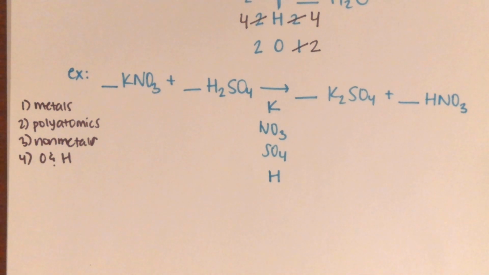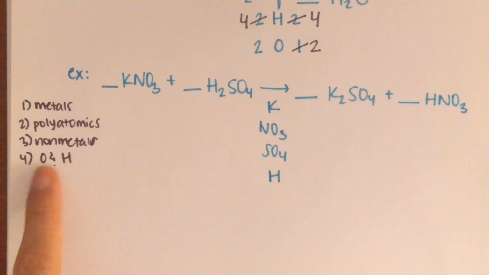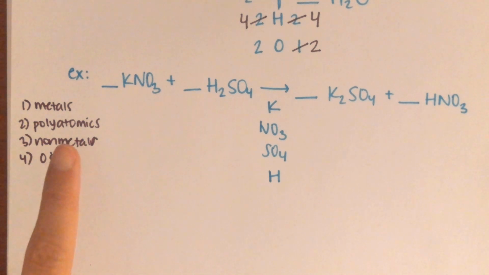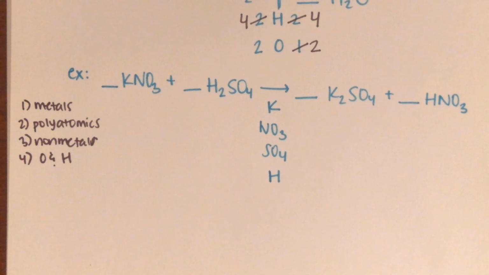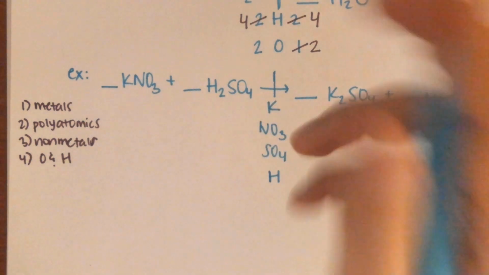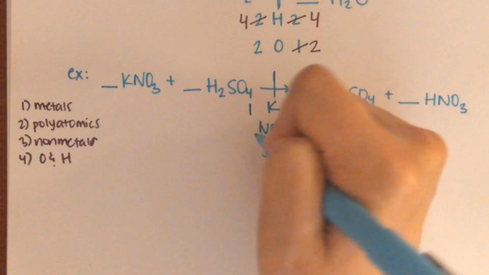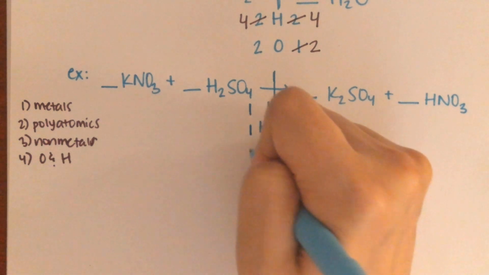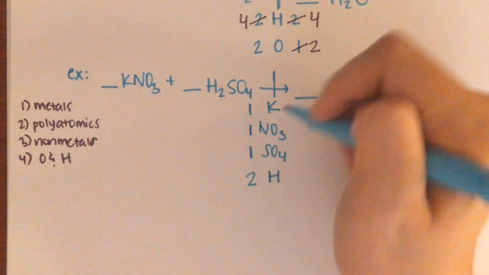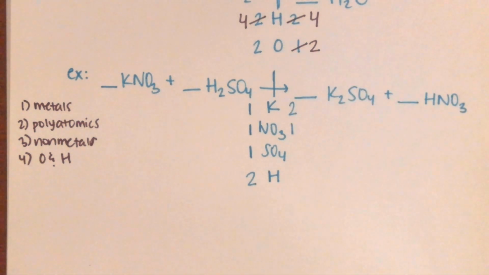By nonmetals, it excludes oxygen and hydrogen. They're their own thing. Nonmetals mean like chlorine, nitrogen, sulfur, carbon, that sort of thing. All right, so when we balance, let's take inventory first. That helps. So I have 1 K. I have 1 NO3. I have 1 SO4. And I have 2 hydrogen. The other side, I have 2 Ks, 1 NO3, 1 SO4, and 1 H.